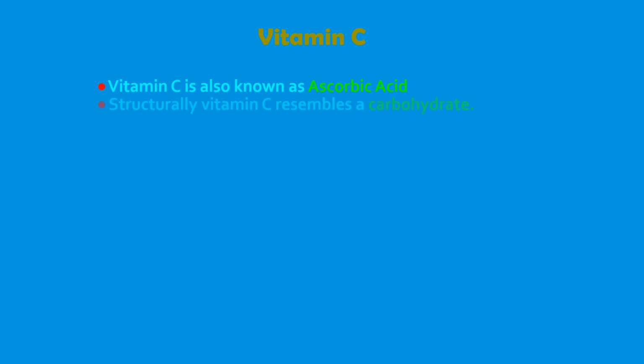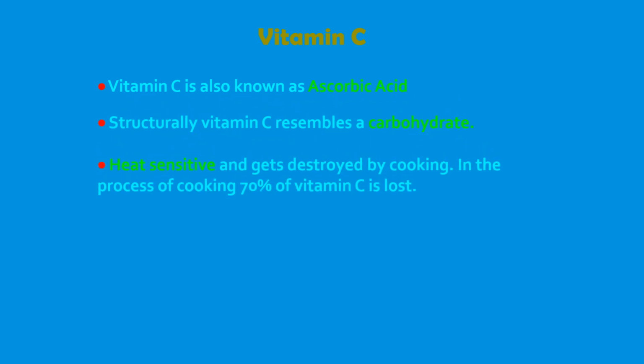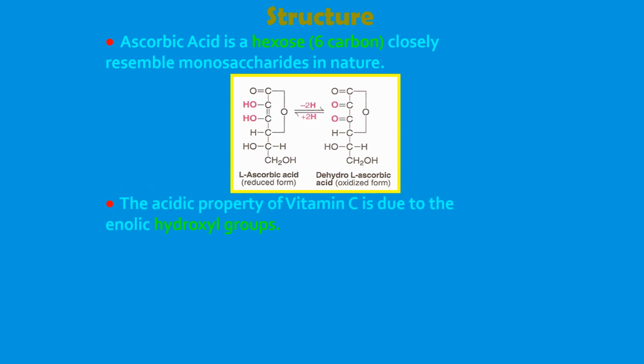So what do we know about vitamin C? Vitamin C is also known as ascorbic acid, and interestingly, it has a structure that resembles that of a carbohydrate. It is heat sensitive, and we know cooking destroys the vitamin. And so if we are expecting to get the vitamin from cooked food, as much as 70% of it will be lost. Again, of interest is that vitamin C does not have an active coenzyme form. Okay, it acts as a strong reducing agent.